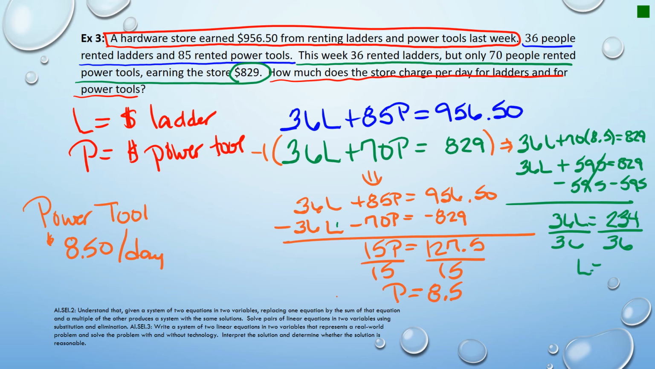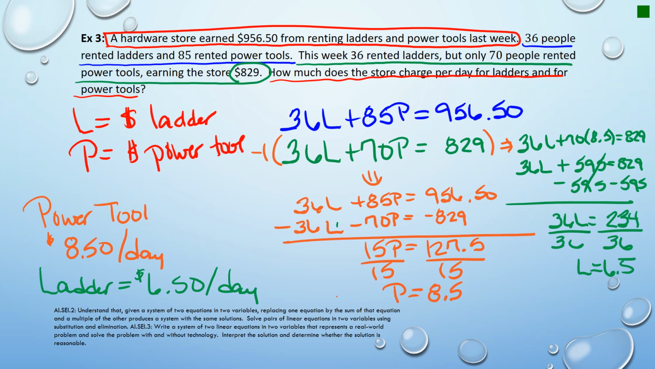Came out to 6.5. So that tells us a ladder is $6.50 per day. Do you see why I put that extra zero there? Because it has to look like money. Money has 2 numbers after the decimal point.